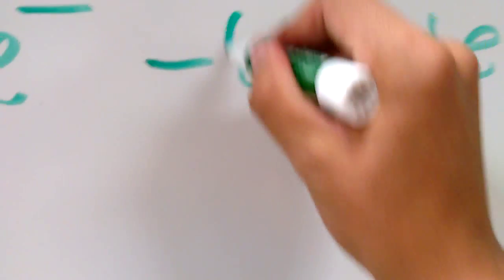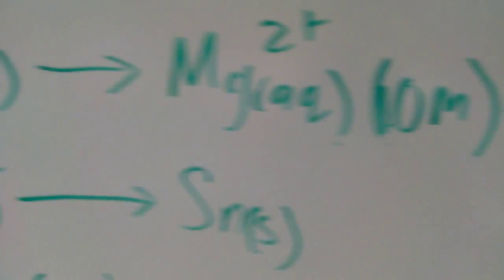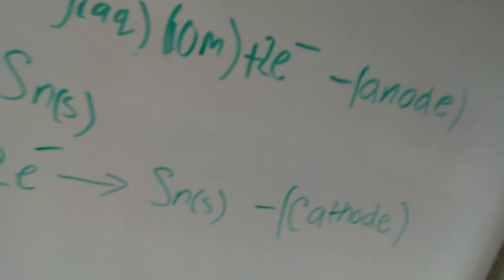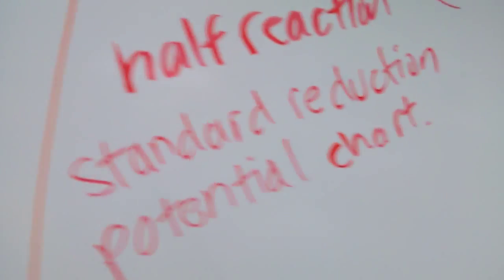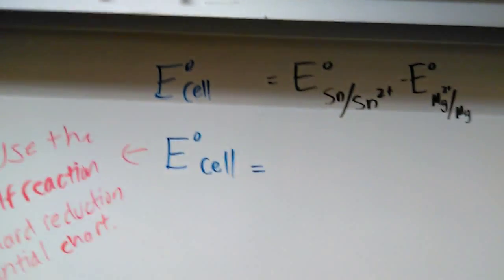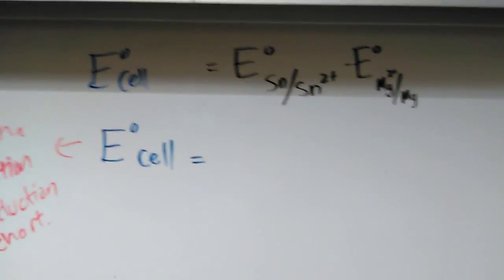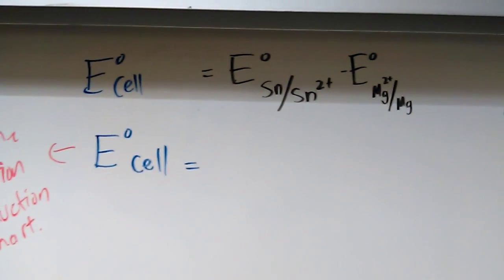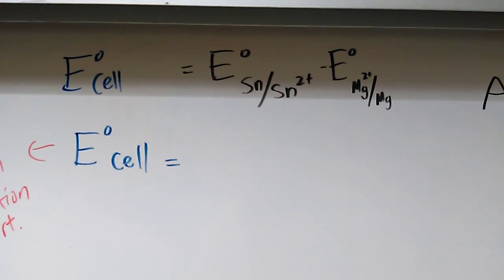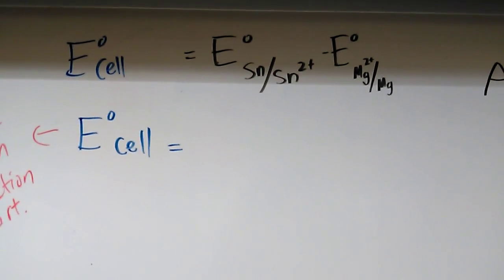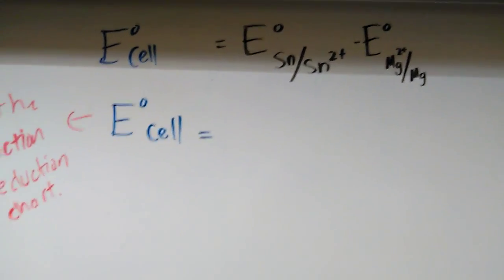So now we have our anode and our cathode. The reason we're doing that is because the equation for E standard cell wants us to find our cathode and anode in order for it to work. So now we have our E standard cell equals our tin over tin 2+ charge minus our magnesium 2+ charge over magnesium. Our E cell equation is cathode minus anode.